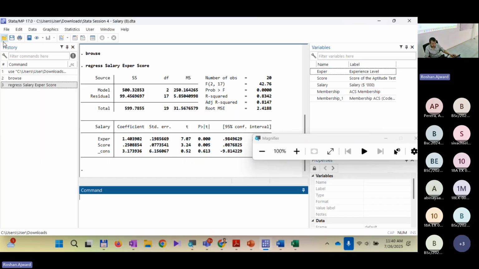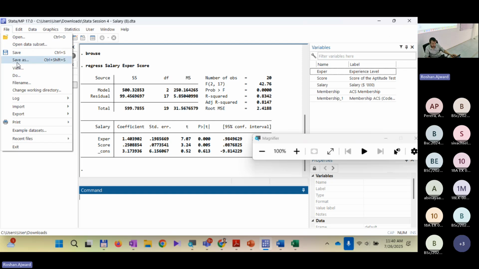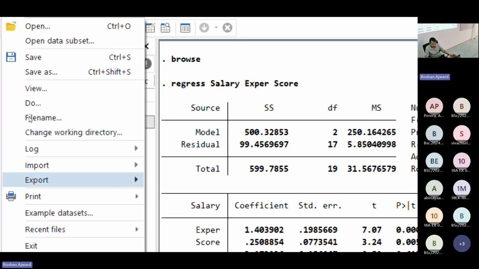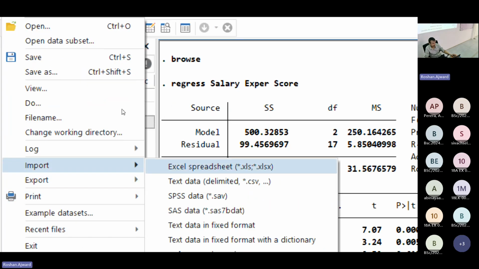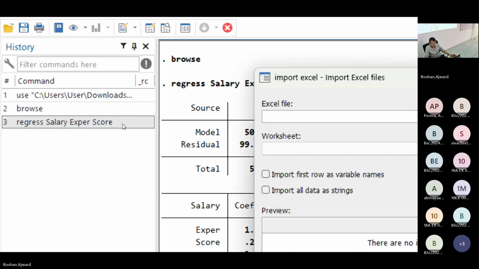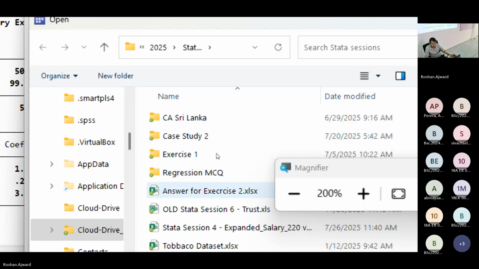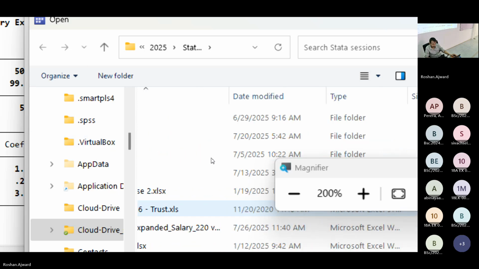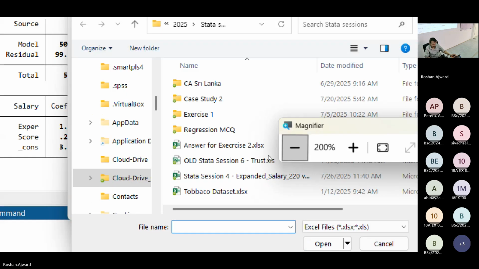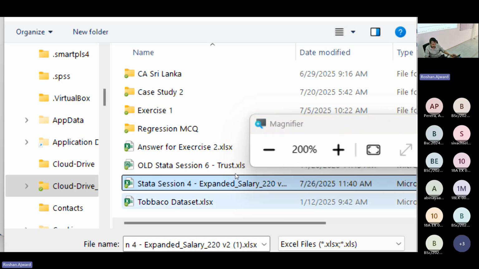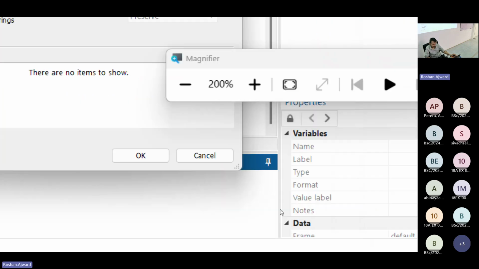Then what you do is import that file. Go to File, then Import Excel. Then locate the Excel file. It might be in the download folder, so go into the download folder. It's my data session 4. I will open that.